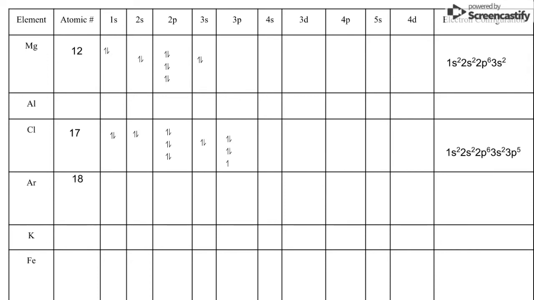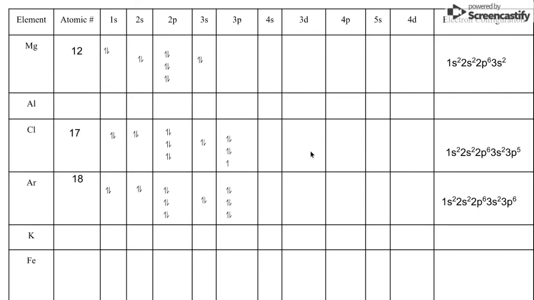Let's do argon. Argon has 18 electrons. 2 go in the 1s orbital. The next 2 go in the 2s orbital. The next 6 go in the 2p orbital. The next 2 go in the 3s. And the last 6 go in the 3p orbital. My electron configuration, 1s2, 2s2, 2p6, 3s2, 3p6. Again, I can add up these superscripts and I should get 18 electrons.